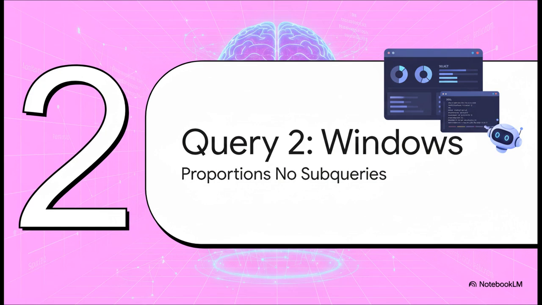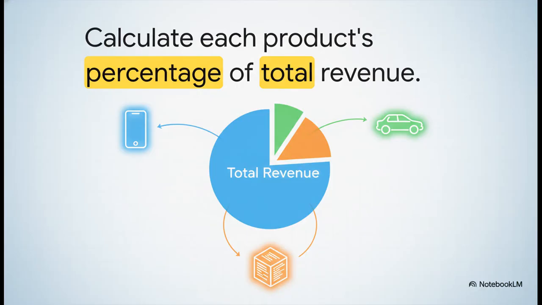Here, we're going to look at a task that often involves calculating proportions, figuring out a piece of the whole pie. And this is something that can get really messy really fast. And the task is another one of those daily drivers for analytics teams. We need to figure out what percentage of our total company revenue comes from each individual product.